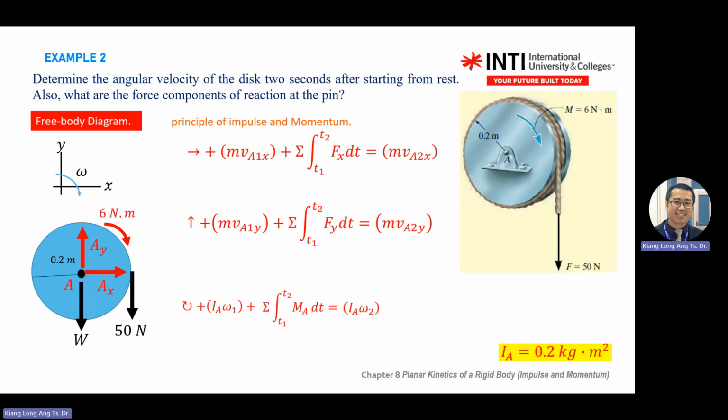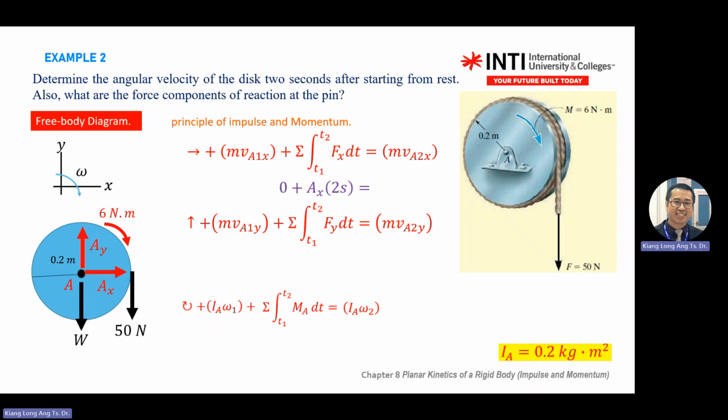All right. Pull out these three equations and the angular momentum equation, the angular impulse and momentum equation. I omega or H, H1 plus M dt equal to H2. So you write I omega 1 plus M dt equal to I omega 2. Write in this form or that form, and then you substitute accordingly.